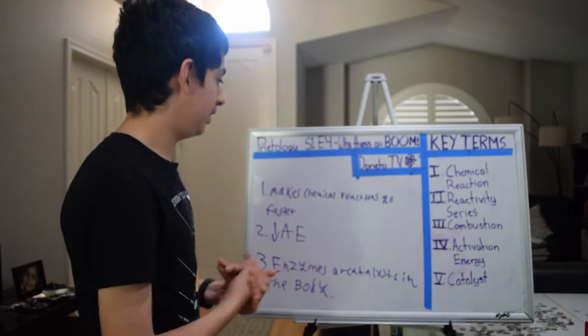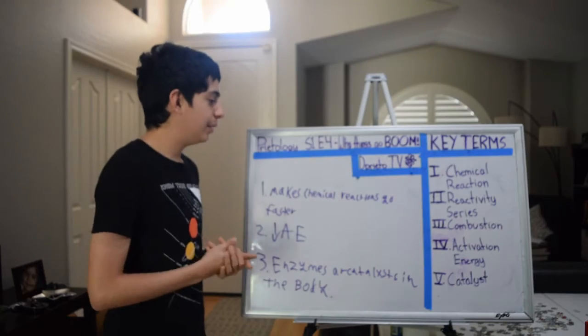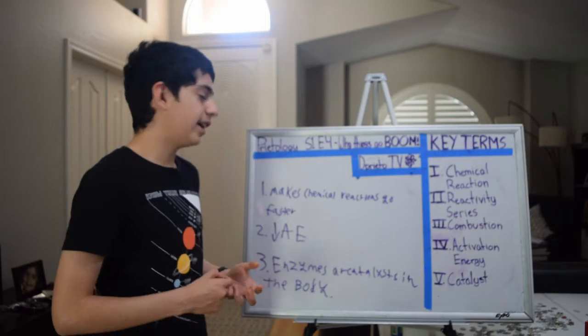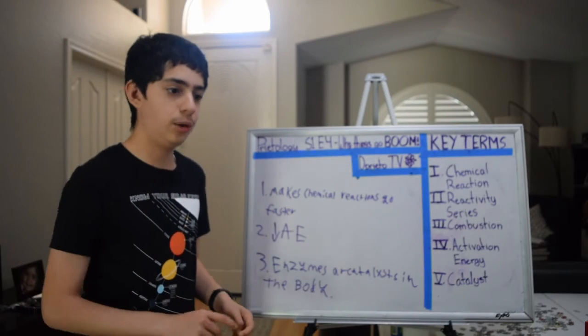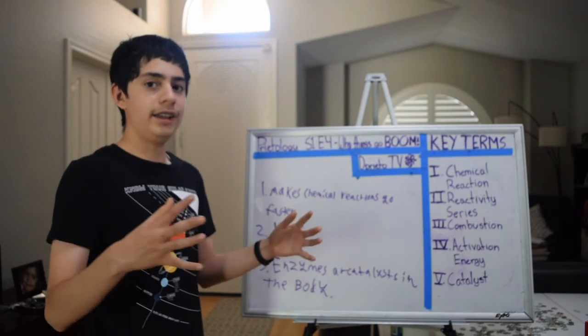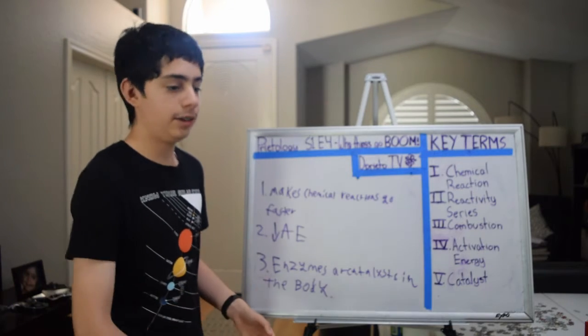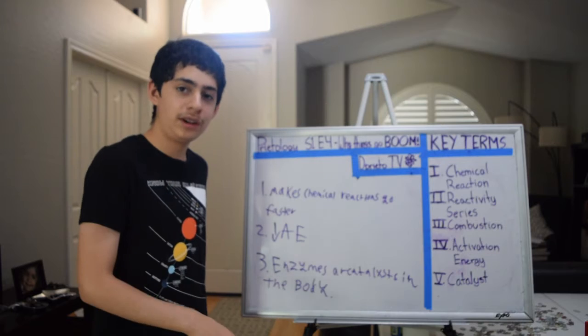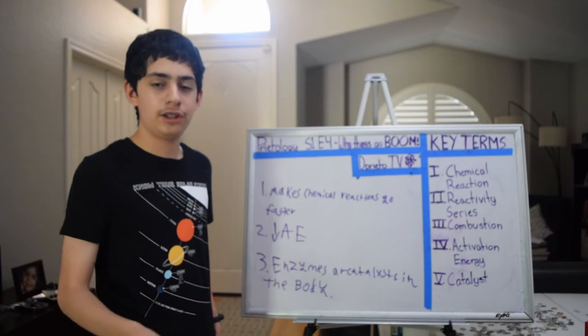Okay, so this is our last term. Our last term is catalyst. A catalyst is a substance that makes a chemical reaction go faster. So when you put a catalyst in a chemical reaction, it makes it go faster, and it also lowers the reaction's activation energy. So if you put it in before, you'll need less energy to start the reaction.